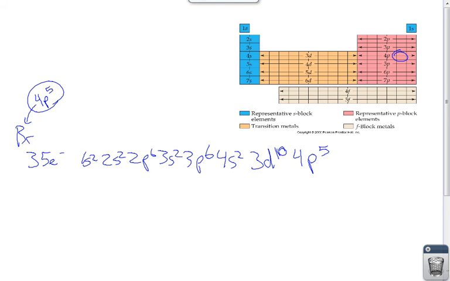So that's a configuration. That shows every electron in bromine assigned a space. There are electrons on the 3rd energy level and an s sublevel. Yep, there's 2 of them, etc., etc., etc.